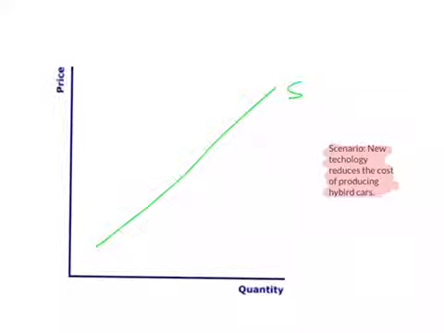In this graph, we will talk about a new technology that reduces the cost of producing hybrid cars and how this scenario influences the supply graph. Since there's a new technology that reduces the cost of producing hybrid cars, producers will produce more hybrid cars, so supply will increase, and this supply curve will shift to the right.